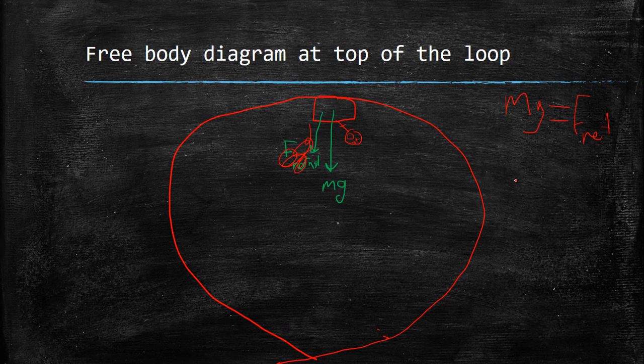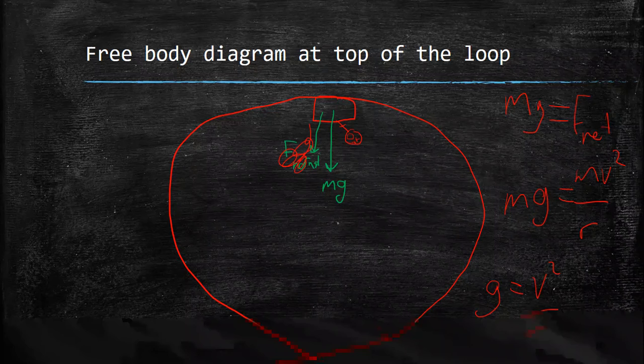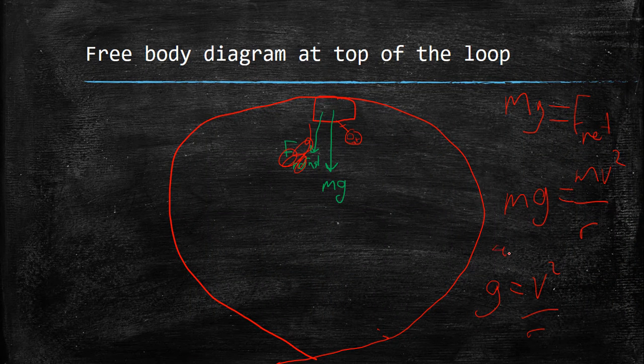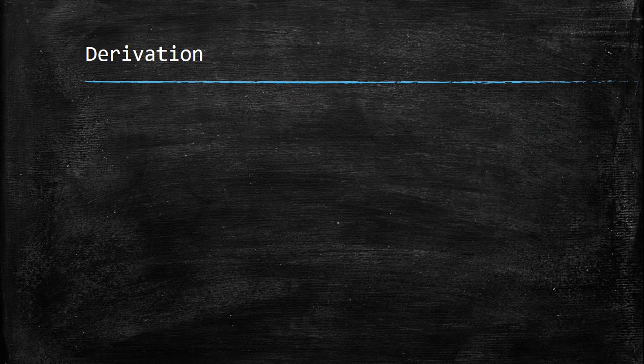Now, mg is going to equal the force of circular motion, which would be mv squared on r. Obviously we can cancel the m's, and we get that g, the acceleration, is equal to v squared on r, and that's what we got before with the centripetal acceleration, v squared on r. So let's dive into the actual derivation, shall we? We have g equal to v squared on r.